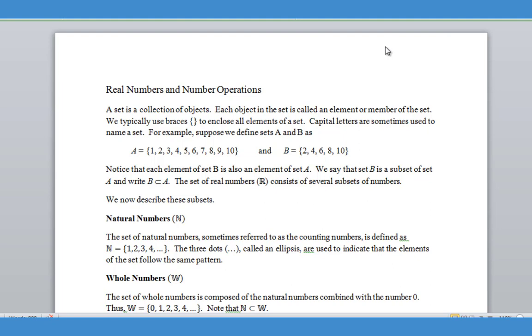We'll start with a basic understanding of real numbers and sets and subsets. Now, with this first video and these first couple of lessons, you're going to notice there's not as much problem solving and work to do, but a lot more understanding of terminology and symbols and things of that nature.